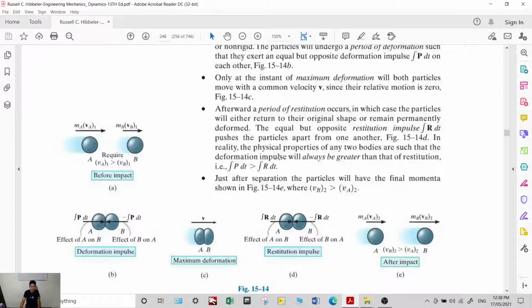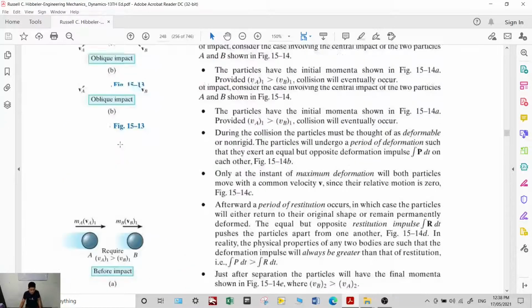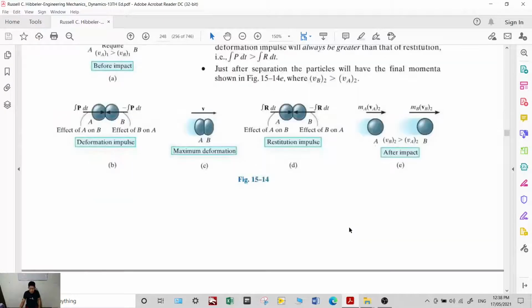However, in reality, the physical properties of any two bodies are such that the deformation impulse is always greater than the restitution impulse. So when they try to restore their original shape, they end up separating. So after impact, the velocity of B will now be greater than the final velocity of A. This is the mechanics of impact.